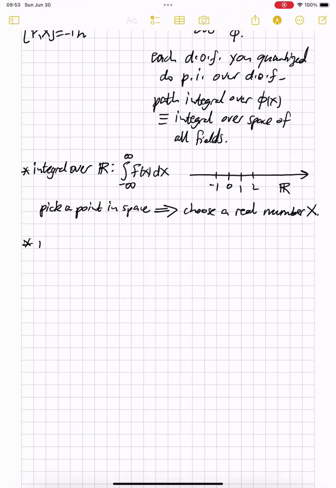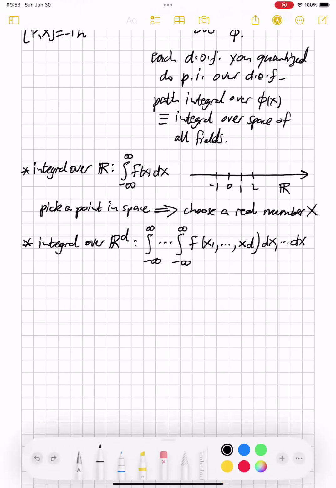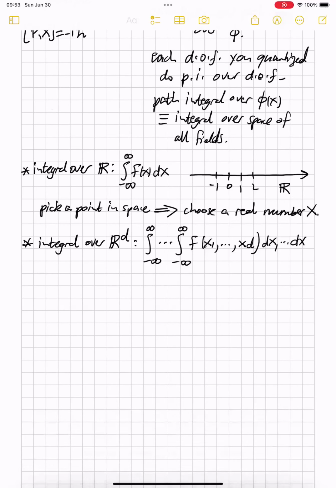Let's now study the integral over R to the d. What do we mean by this? Well, in this case, we've got an integral from minus infinity to infinity. Actually, we've got d of them. So we've got d integrals from minus infinity to infinity. We've got some function that depends on x1 up to xd, and then we've got dx1 up to dxd. Sorry, dxd. So let's just correct that. Good, dxd.